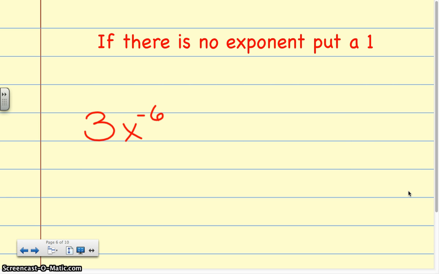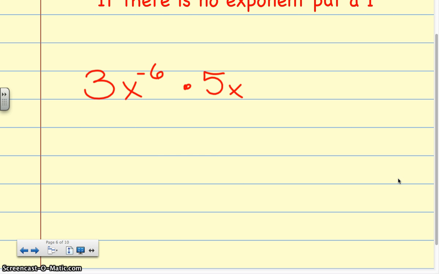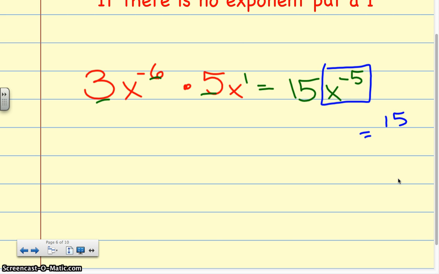Do another one. 3x to the negative 6 times 5x. Simplify this. Alright, I see you guys getting more fluent with this. I'm loving it. 3 times 5 is 15. X to the negative 6 plus 1, I'm at negative 5. X to the negative 5 is going to be moved. This turns into 15 over x to the 5th. Done.